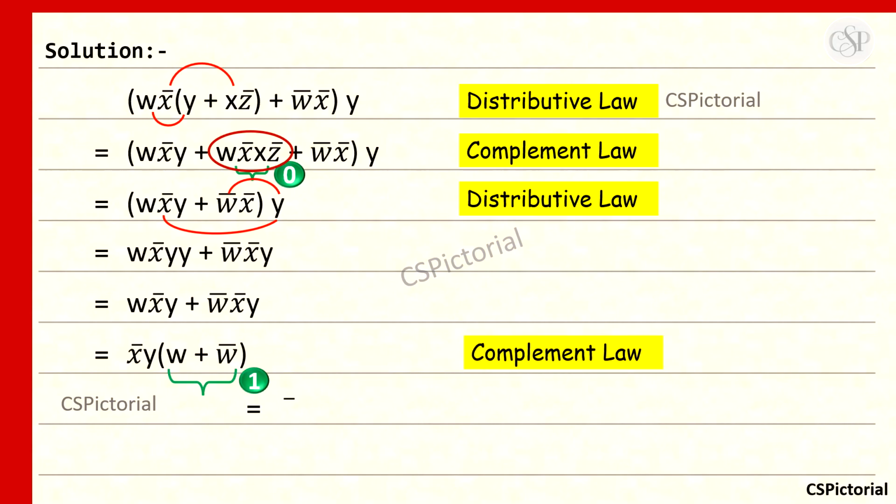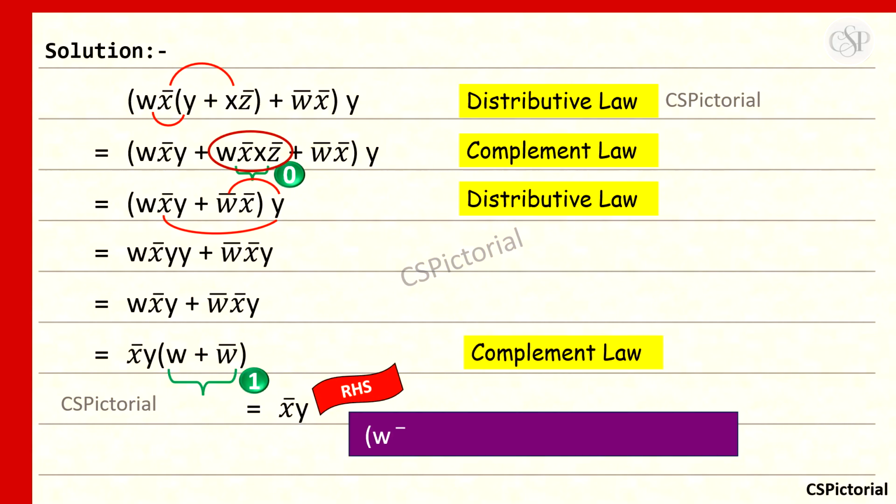Finally, we get the simplified expression as x bar y, which is the RHS of the given expression. We could conclude that the second expression is also proved to be true. Thereby, in the question, both the first and the second expressions are true.